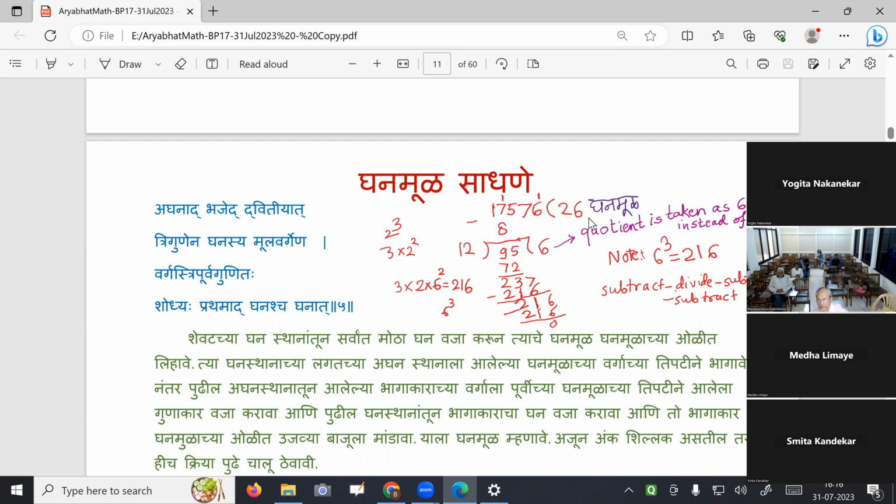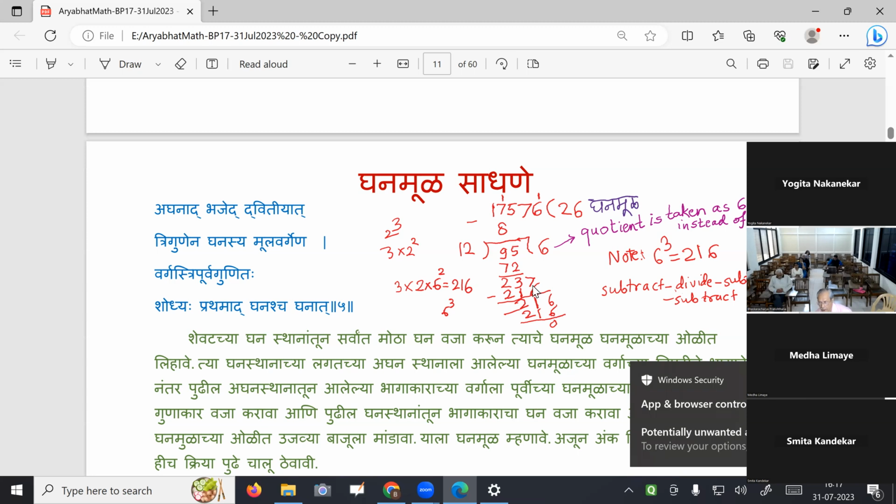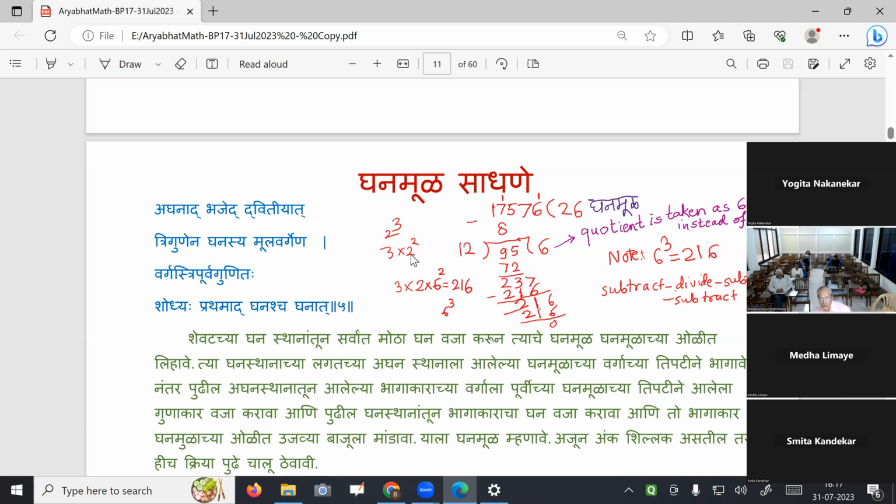6 and right here, 26. So now 3 into 2 square into 6 is 72. Subtract, then you take this 7, and then it is like 3a square b. Once b is obtained, you use that. So 3 into 2 into b square, 6 square, that is 216 which we subtract, and then this 6 cube you subtract, and you get 0 here, fortunately.